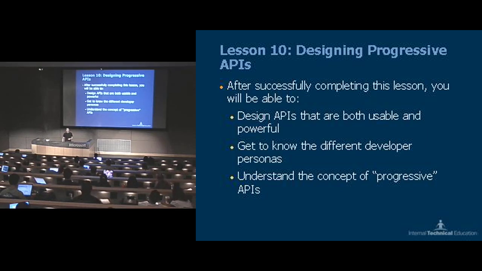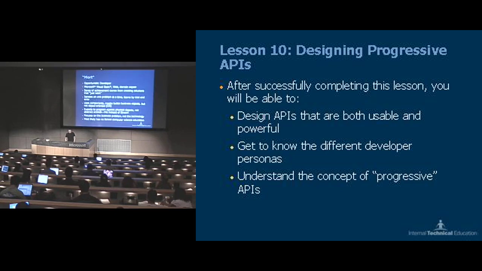And then I'm going to describe a simple process that we developed for designing such powerful and usable APIs. And we call this process development of progressive APIs.